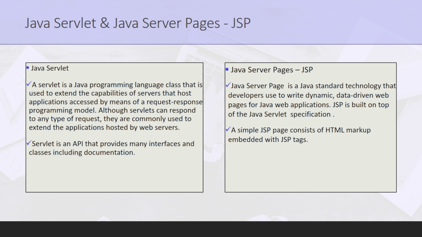Let's understand JSP in this way. A simple JSP page consists of HTML markup embedded with JSP tags. We use different JSP tags for showing data inside the markup languages. The markup languages are HTML, CSS, and JavaScript. HTML is the basic markup language, and JavaScript and CSS are used on the front-end side. JSP files have the JSP extension in Java.